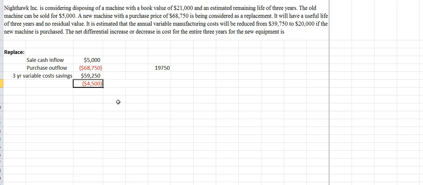Okay? So the key here is to take a look at the inflows and outflows. Inflows also include the savings, right? This is an actual cash inflow of $5,000 when you sell the machine. This is the net savings of purchasing the machine as far as variable cost. So you're going to have $59,250 in variable cost that you will have reduced. But you have to pay $68,750 for the machine. So overall, you're still losing $4,500. So in this case, the decision would be to stay with the old machine, right?